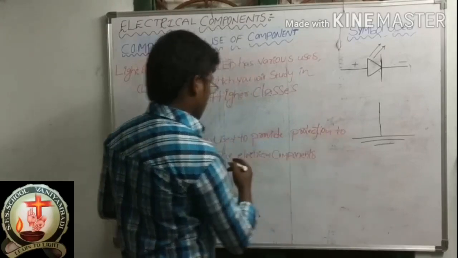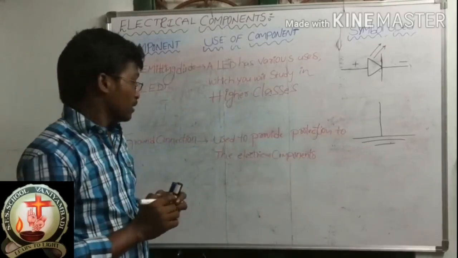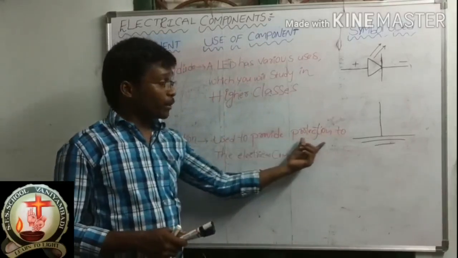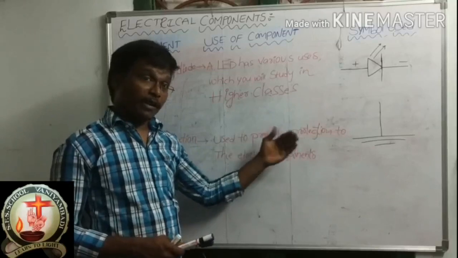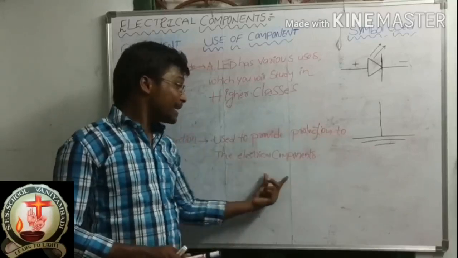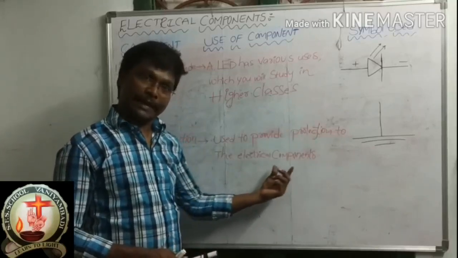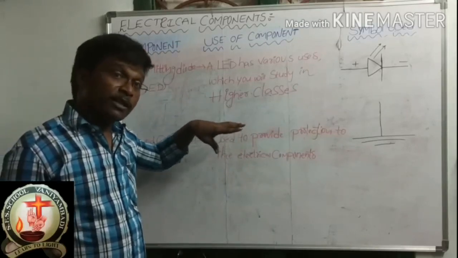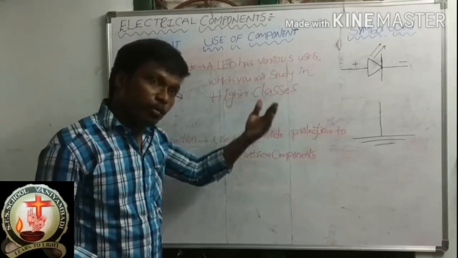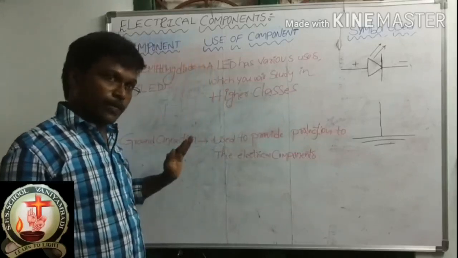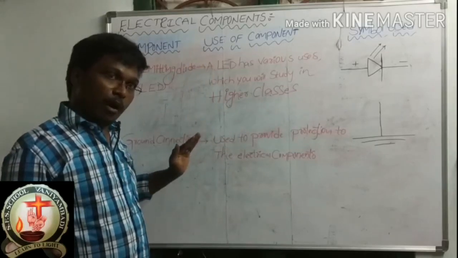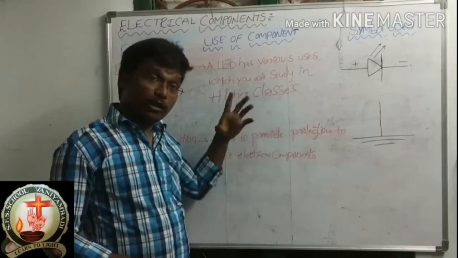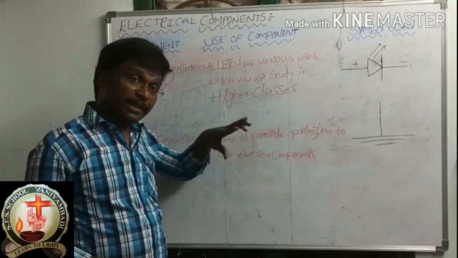Used to provide protection to the electrical components. Ground connection, what is the use? This ground connection will provide protection to all components. So this ground connection will protect all the components of that electrical circuit.